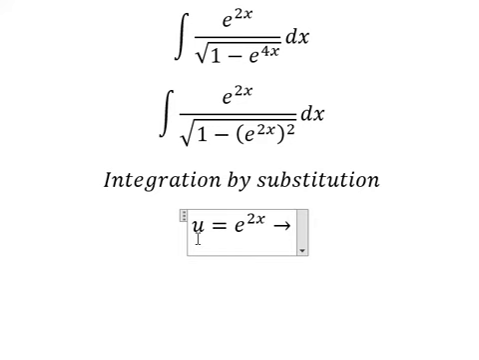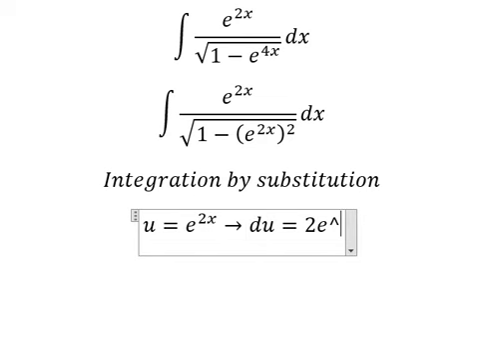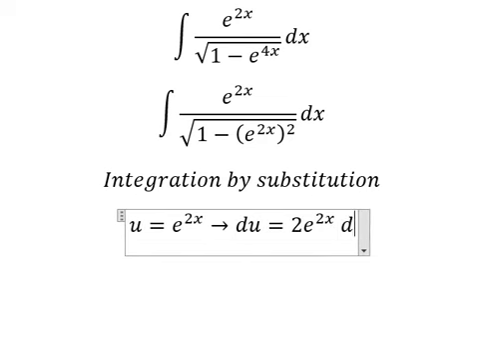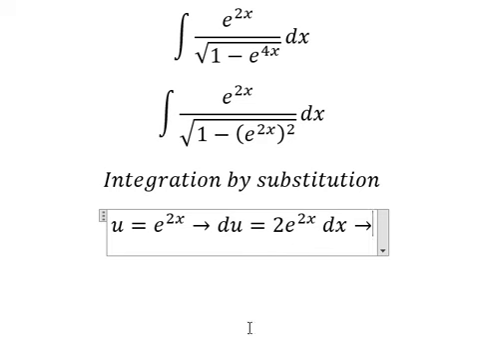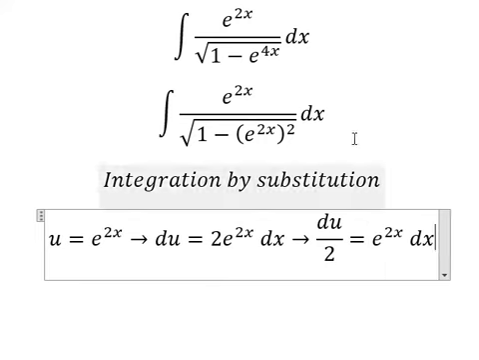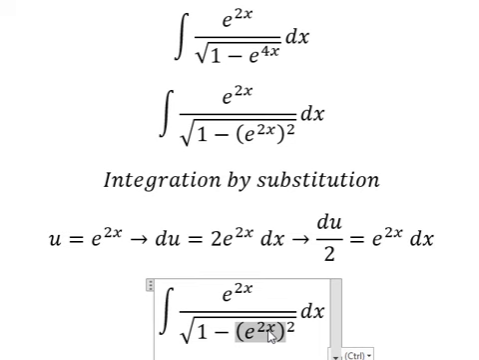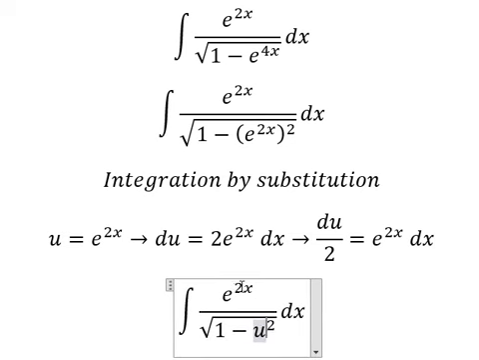After that, we need to first take the derivative of both sides, and we have 2e to the power of 2x dx. Because we don't have the number 2 in here, we divide both sides by 2. This one we change to u. e to the power of 2x dx we change to this one.